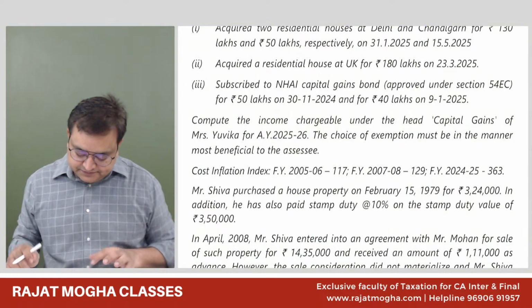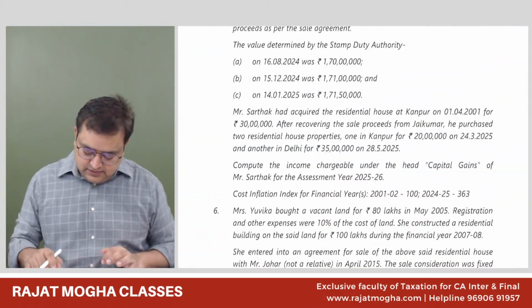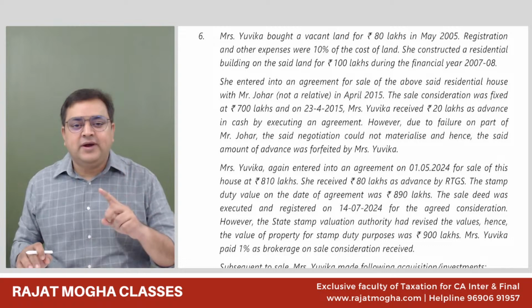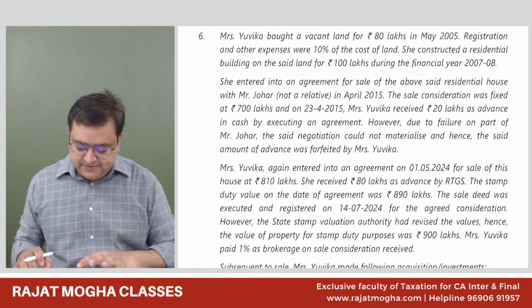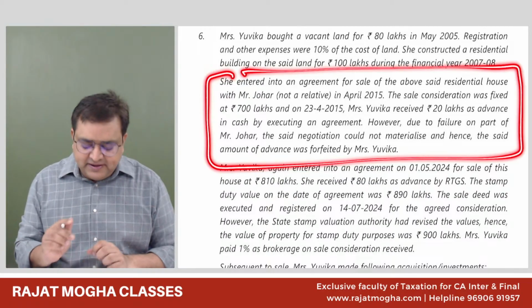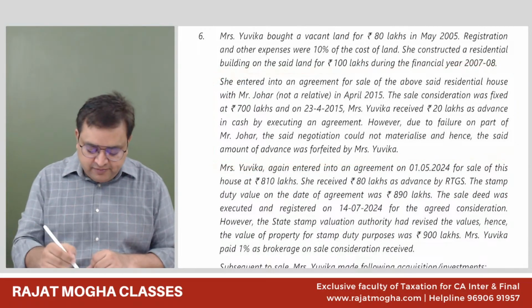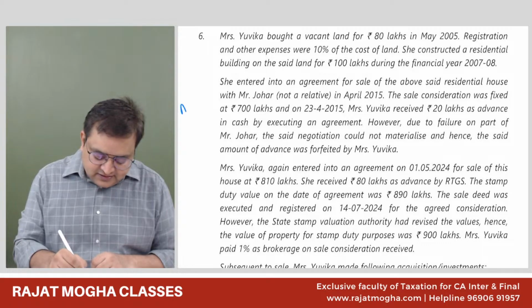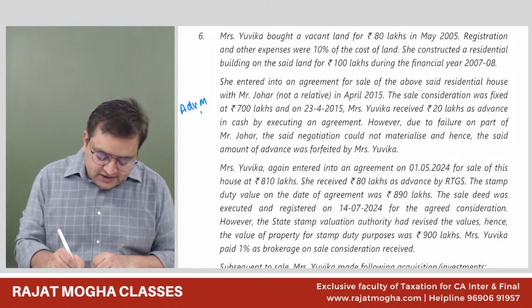Coming back. So in this question, what we need to calculate is the capital gain income of this year. Now this paragraph is not that relevant for me, this paragraph is just about the advance money forfeited.